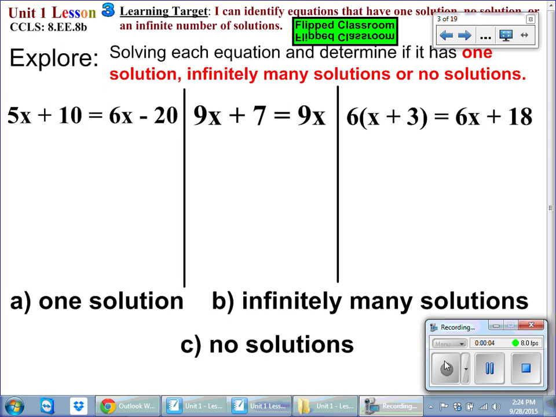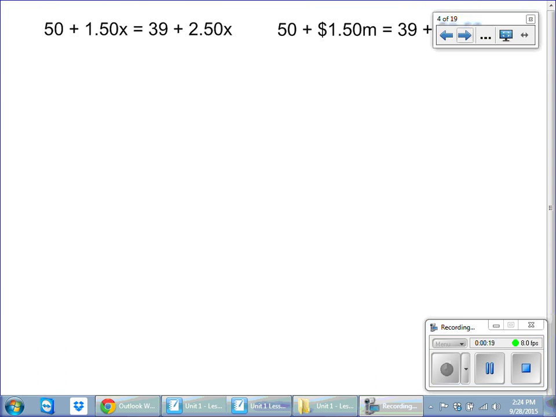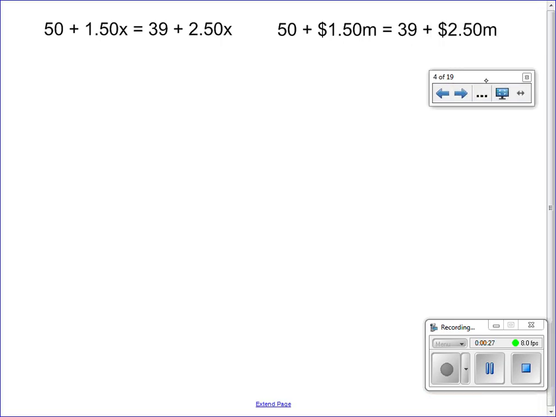Okay, this is the flipped classroom video. We're going to be talking about equations that have one solution, infinitely many solutions, and no solutions. So far we've learned that equations have one solution. So in class today we did that problem with Verizon Fios and Time Warner Cable, and we set up this equation: 50 plus 150x equals 39 plus 250x. And we said that there's one value of x that makes them equal, which was true.